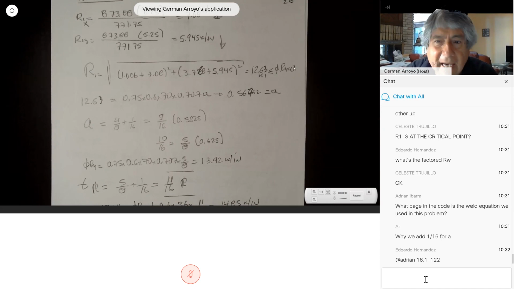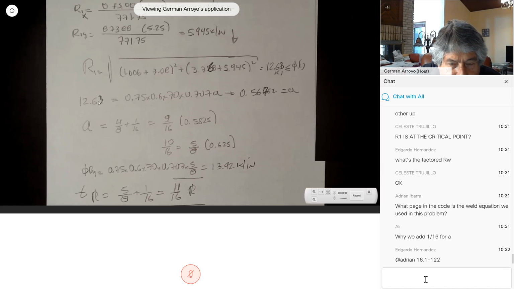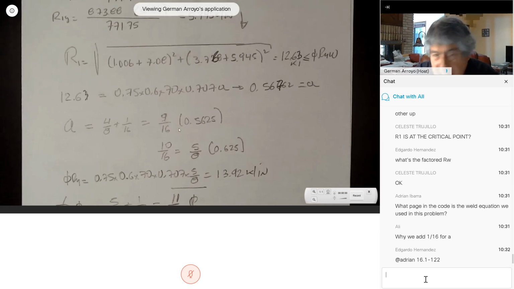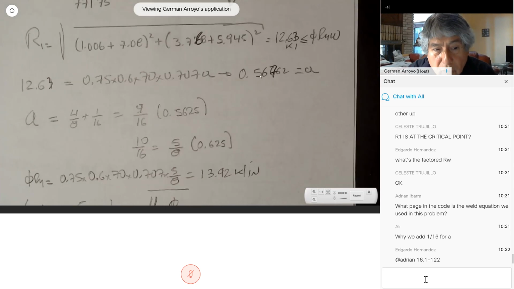I'm finding a weld that has this capacity or more. So I came here and I found that the weld is 0.567. I had to get a standard size of the weld. So I said a 9/16 gives me 0.5625. It's smaller than this, but I'm close. So I add one more 1/16, 9/16 plus 1/16, 10/16. This is 5/8. 0.625 is more than it.